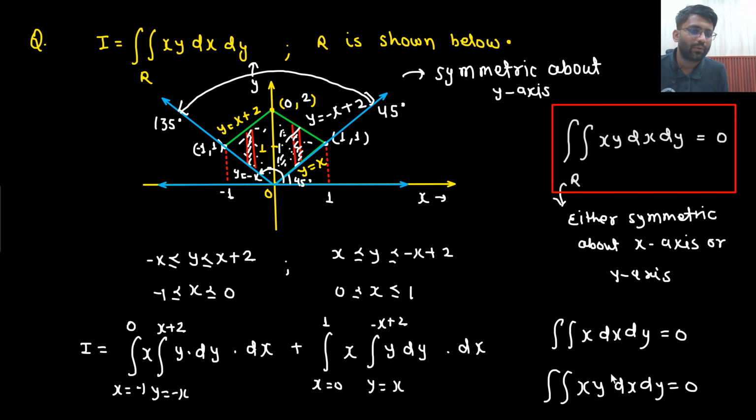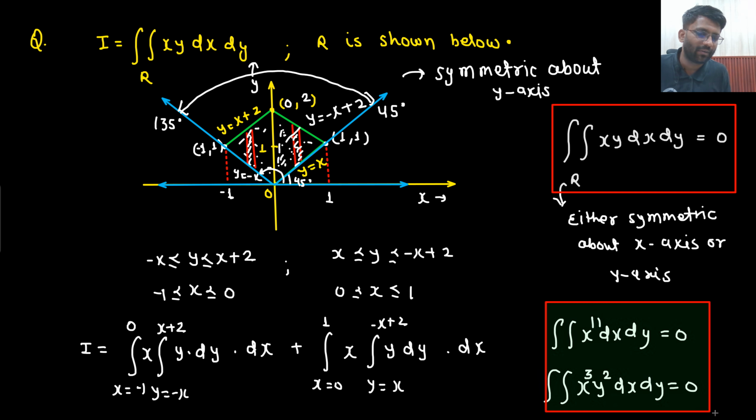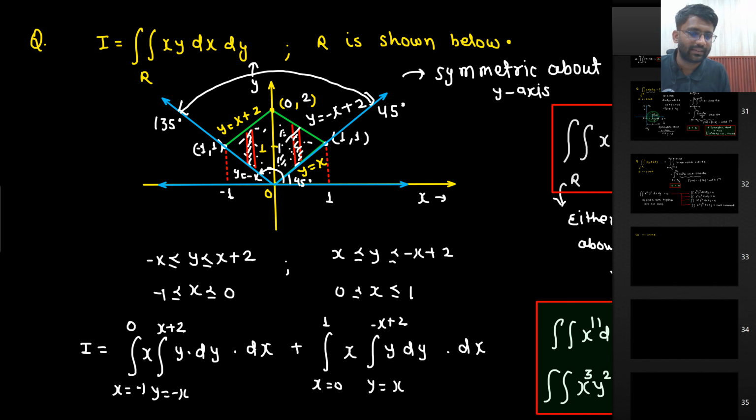Any odd power, even odd power, both should not be even at the same time. Here you put power 3, power 2, this will also come out to be 0. Here you put power 7, power 9, power 11, this will also come out to be 0 if it is symmetric about y-axis. Although till this point we have seen the example of symmetric about x-axis. Is that understandable to you?